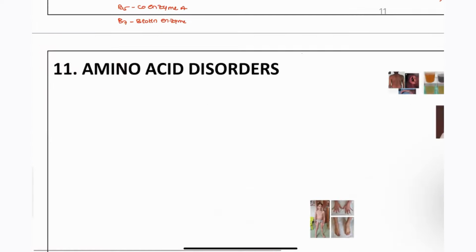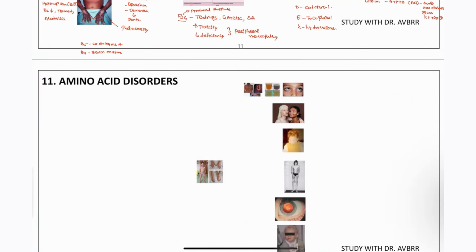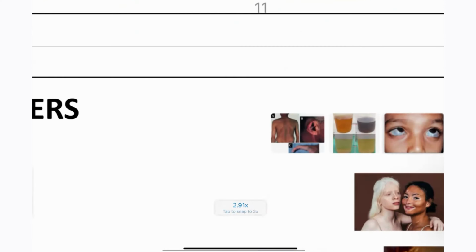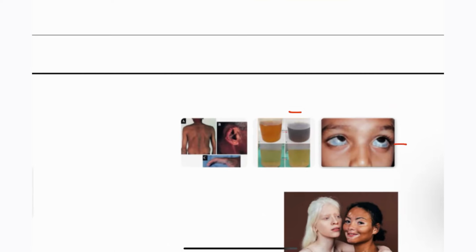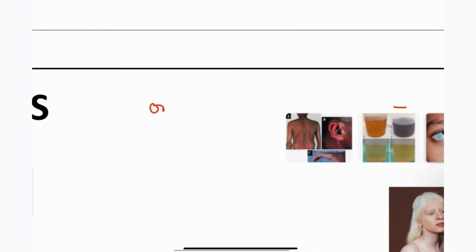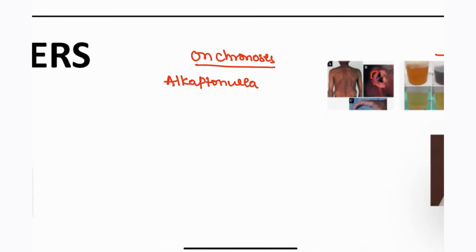Next, moving on to the amino acid disorders. First, in the amino acid disorders, you have to take note of these important points. Here you can see this condition, the black urine disease. On the sclera there is blackness, and also here, ochronosis. All these conditions are known as ochronosis, right? Ochronosis is seen in patients with alkaptonuria. What is the enzyme that is deficient here, guys? Homogentisate acid oxidase is deficient in this patient.